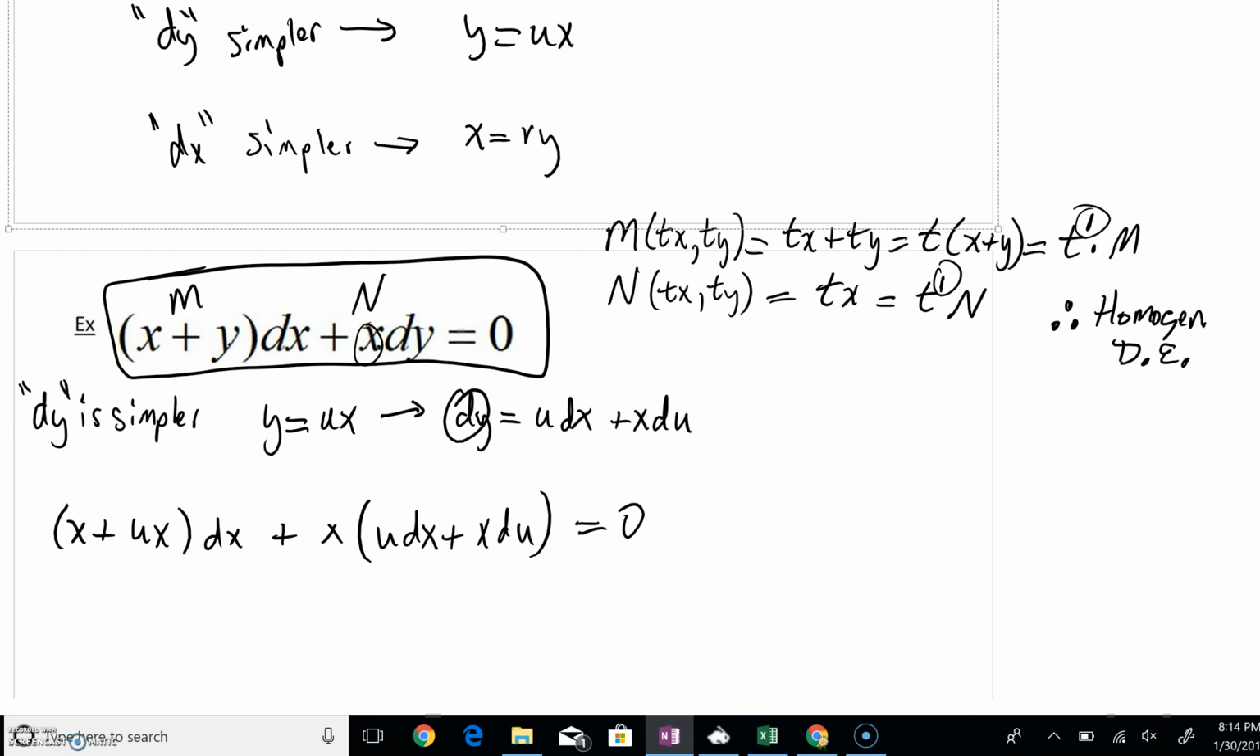Something that I like to do at this point, and I encourage you to do this too, if you have to distribute, especially with that differential that you just took note of, we can go ahead and multiply through it. We get a ux, or an xu dx, and then we'd have x squared du.